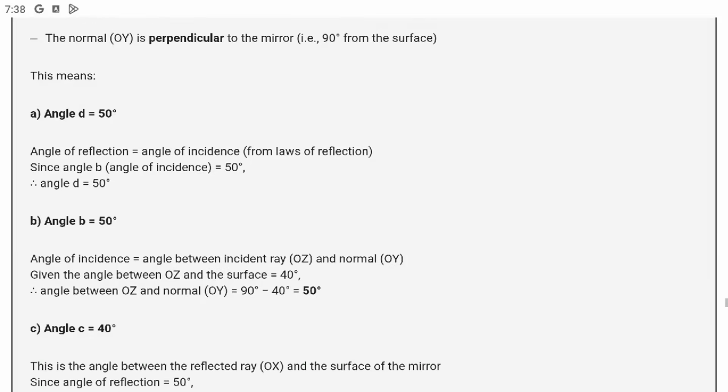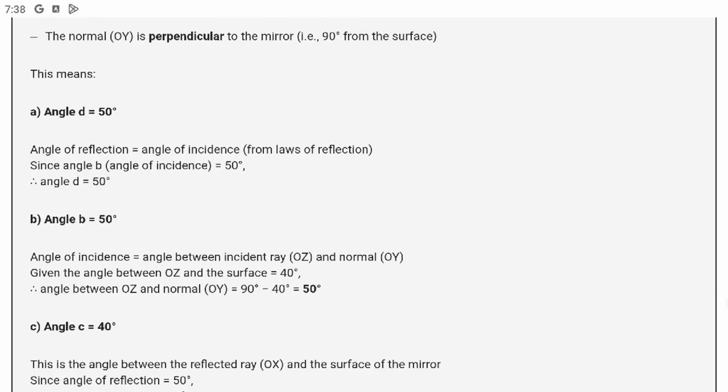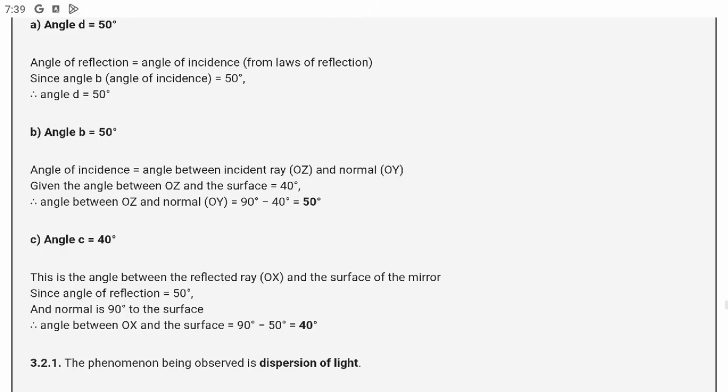Angle of incidence equals the angle between incident ray OZ and normal OY. Given the angle between OZ and the surface is 40 degrees, the angle between OZ and normal OY equals 90 minus 40 degrees, which equals 50 degrees. Then that leaves us with angle C, which equals 40 degrees.